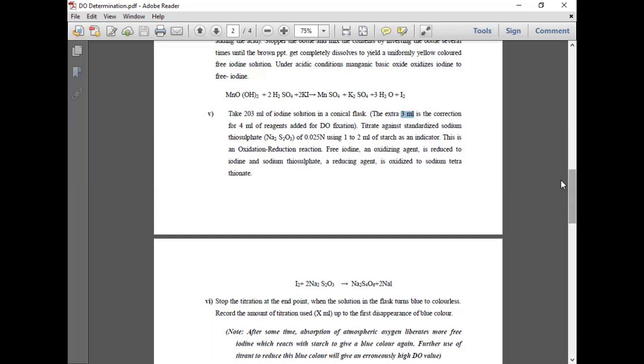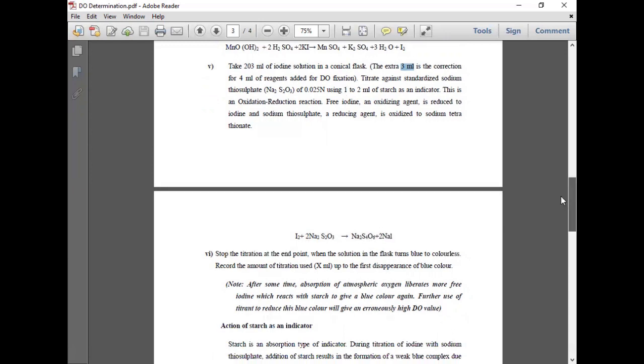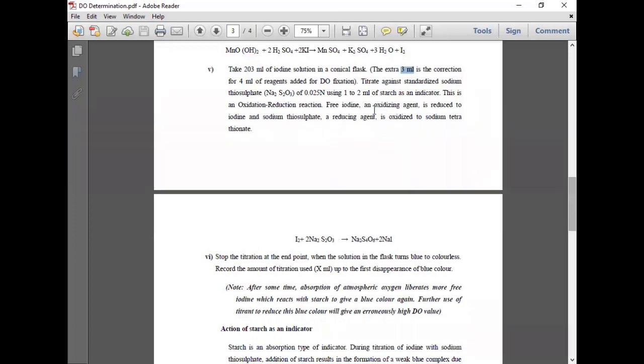Now the next thing is that we have taken 203 ml of iodine solution, that is a yellow colored solution. We have added 1 to 2 ml of starch indicator. Now you will see that after addition of 2 ml of starch indicator, it will turn blue, right? At this particular stage, all this free iodine, which is an oxidizing agent, is reduced to iodide, and sodium thiosulfate, the reducing agent, is oxidized to sodium tetrathionate. So this is how the titration process will happen.